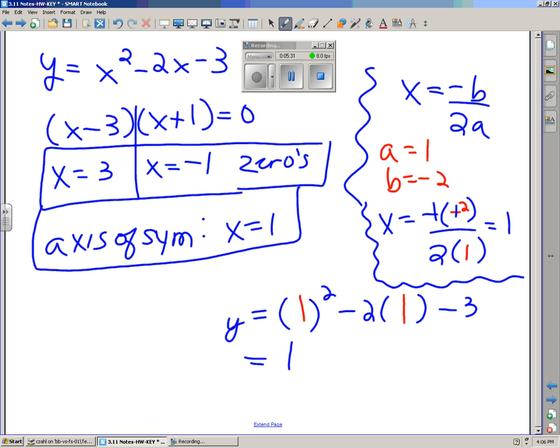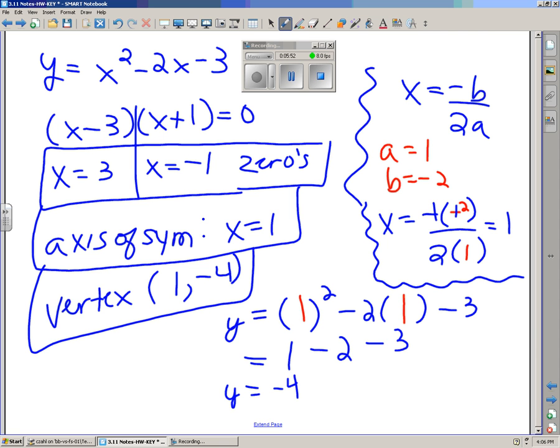1 squared is 1, 2 times 1 is 2, so it's 1 minus 2 minus 3, and this becomes negative 1 minus 3, or y equals negative 4. And so now I have a vertex. The vertex is going to be when I've got my x being 1, my y becomes a negative 4. So those are the 3 pieces for problem 2.